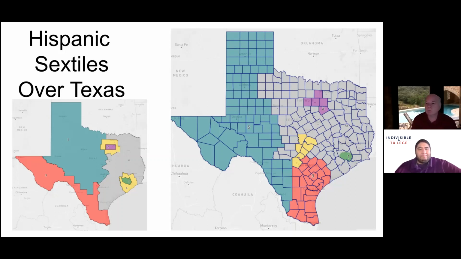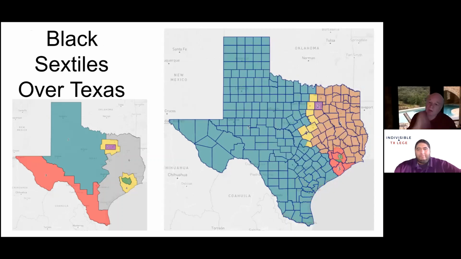Thanks, James. Black Texans are much more concentrated. About a sixth of Black Texans live in just kind of central Harris County in Houston. Another sixth live in Dallas County. Almost two-thirds of Black Texans live in either the Metroplex or around the Houston metro area.